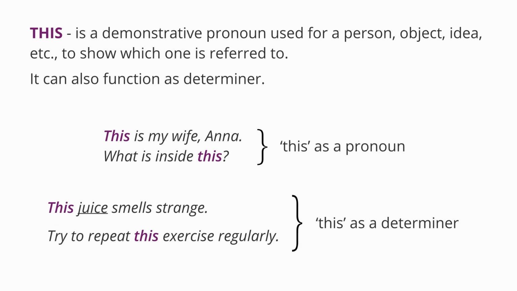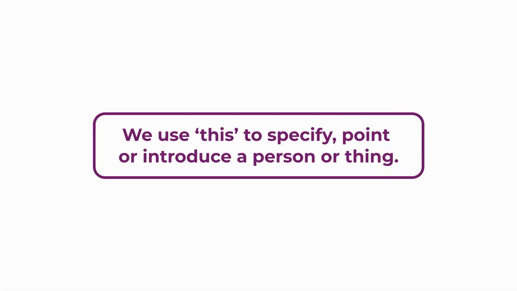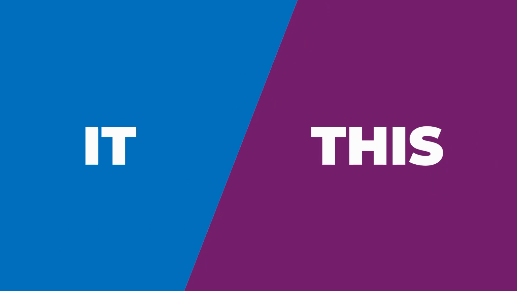This juice smells strange. Try to repeat this exercise regularly. In these sentences, this serves as a determiner. Have you noticed? We use this to specify, point, or introduce a person or thing. So you see, it's easy.